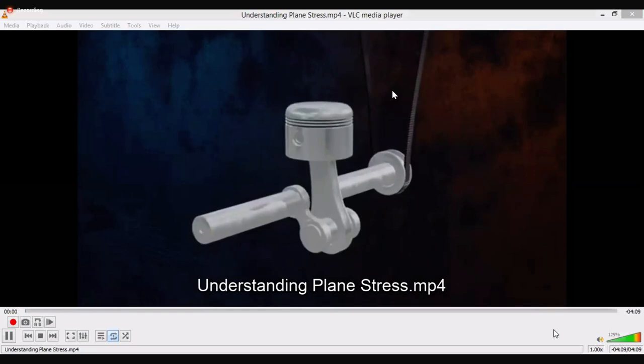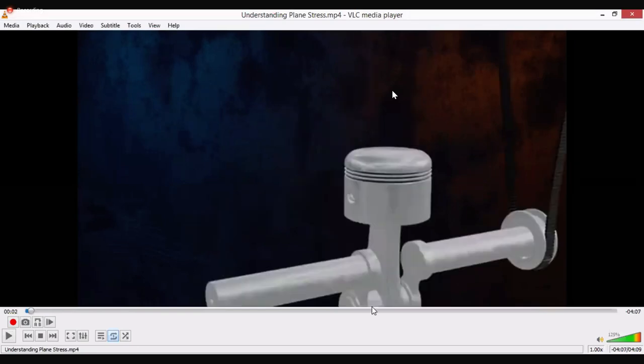Analyzing solid mechanics problems in three dimensions. Okay. I hope that was much better. Yes, that was better.